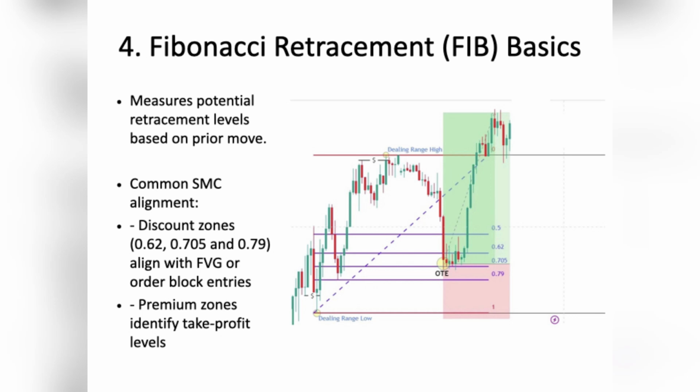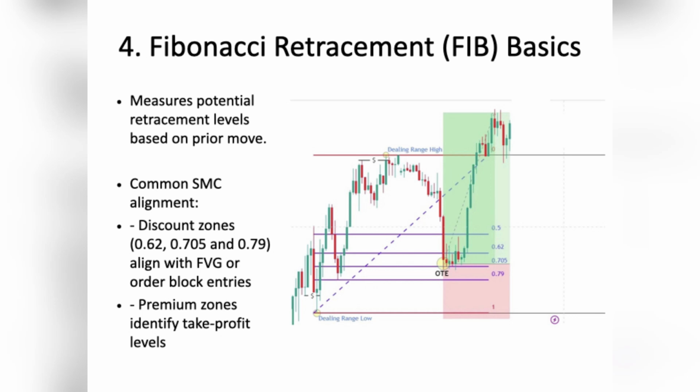First up, Fibonacci retracement. The FIB tool measures potential retracement levels based on a prior price move. In SMC, we align it with our discount and premium zone logic. The key retracement levels we focus on are 0.62, 0.705, and 0.79. These discount zones often align perfectly with fair value gaps or order blocks for potential entries. Conversely, the premium zones help us identify take-profit levels.